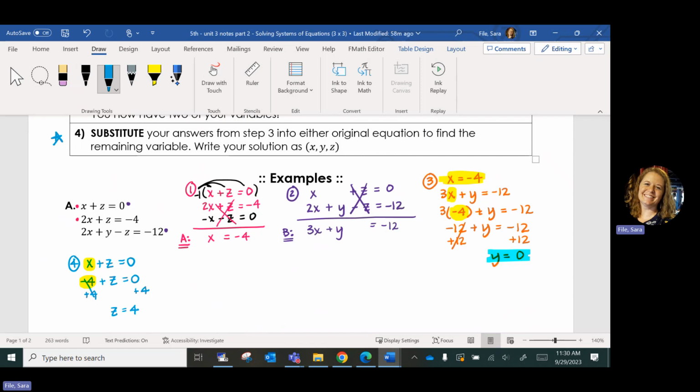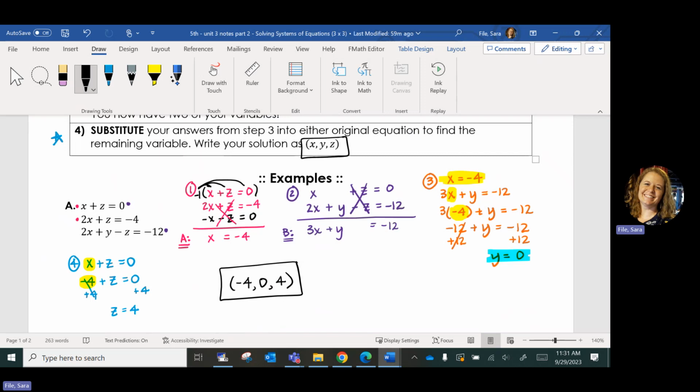Okay, so how do I write my solution? Good. So this is no longer an ordered pair. It is an ordered triple. You can see this is how they want the solution, x, y, z.